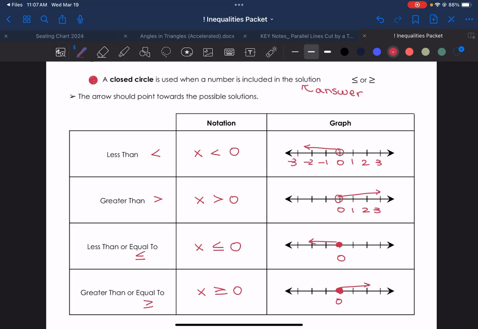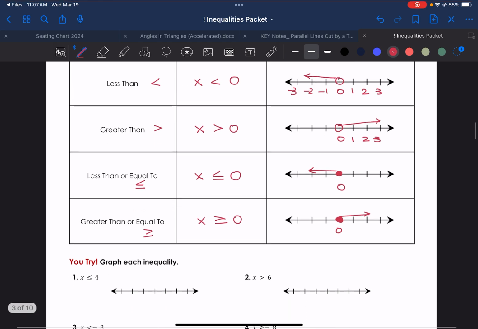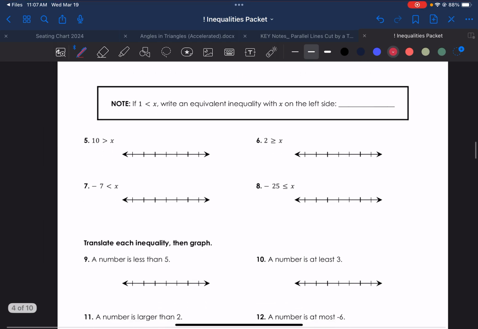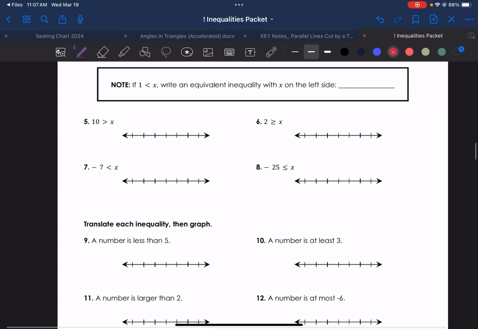Okay, I'm going to skip a little bit ahead now. We had some examples from yesterday, and this is the page we're on now, so please turn to page 2. Okay, so we're going to be taking the information we learned yesterday and doing a few different types of problems with that. Starting with the note.